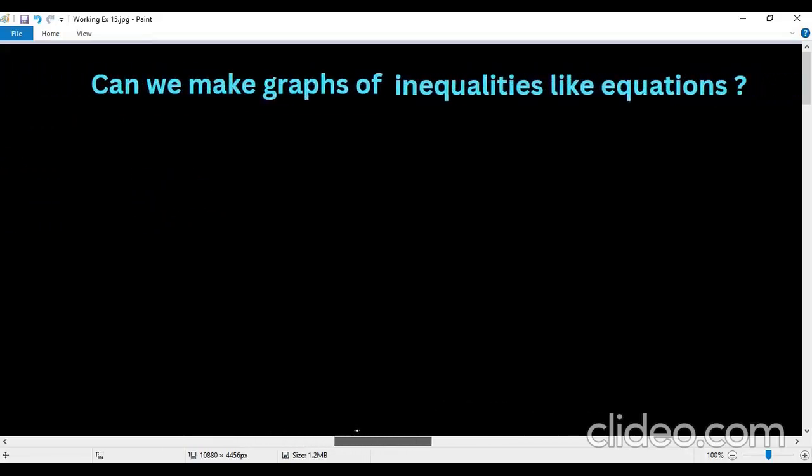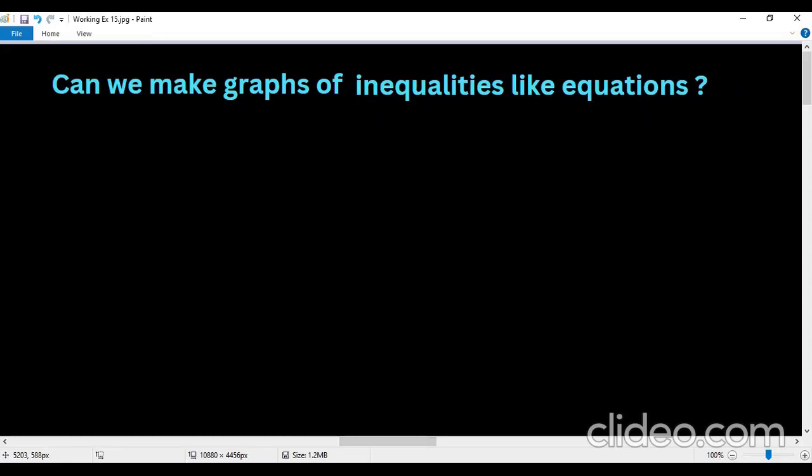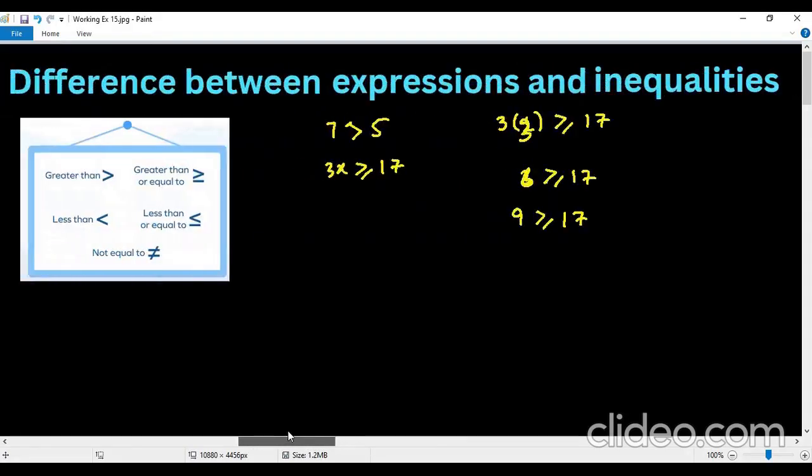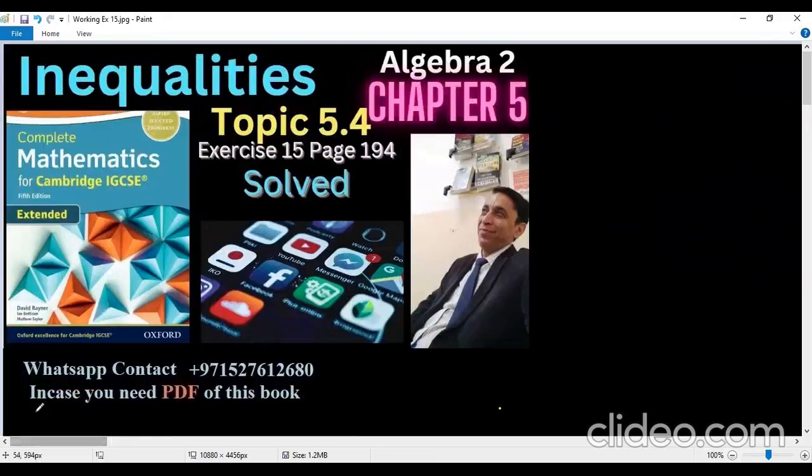Then comes a question from many students, from my subscribers and non-subscribers also. They asked me, can we make a graph of inequalities like equations? Yes, you can make graphs of inequalities, and there are certain things that you keep in mind once you are plotting the graph for inequalities. Now I'm taking you straight to the question section, in which you will find this exercise on page 194 if you have the textbook with you. In case you don't have it, you can definitely ask me. I will provide you a PDF format of this book.